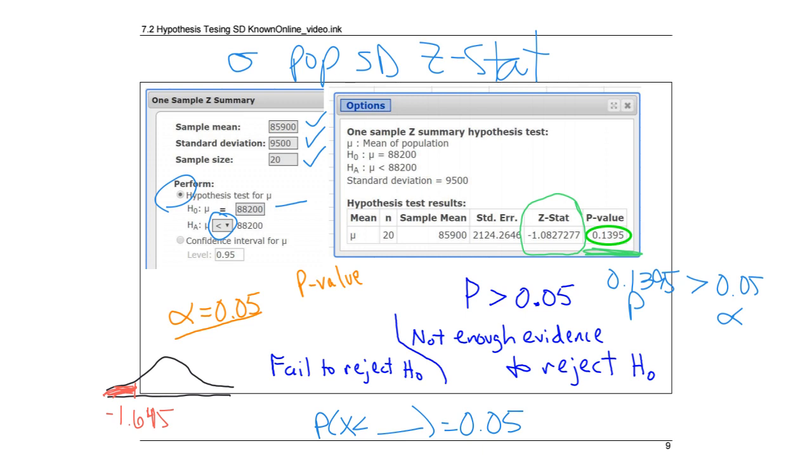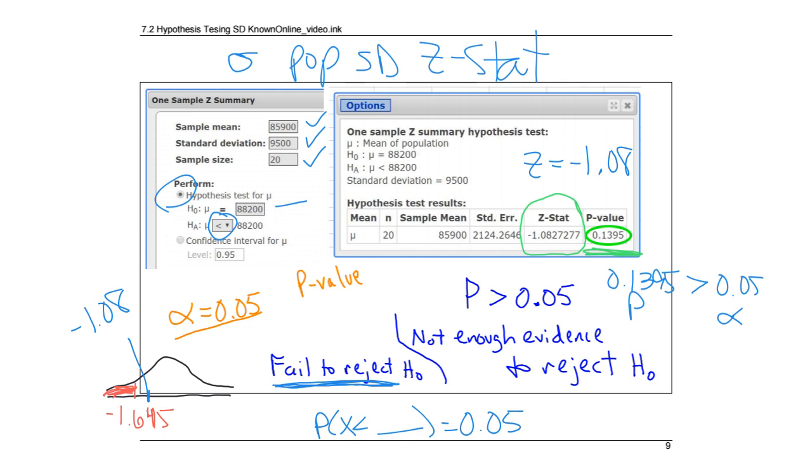Well, if you notice, our z statistic is negative 1.08. Well, that's way over here, right? That's right here. And so that point right there is negative 1.08. That is not inside our rejection region, and so we're going to fail to reject. So it's just two different ways of really looking at the same thing.